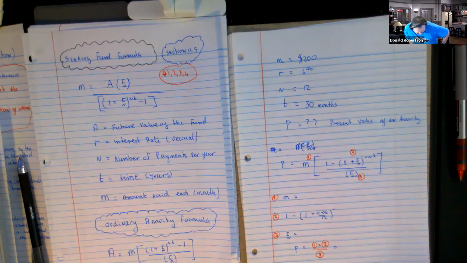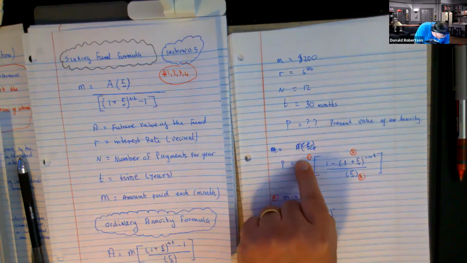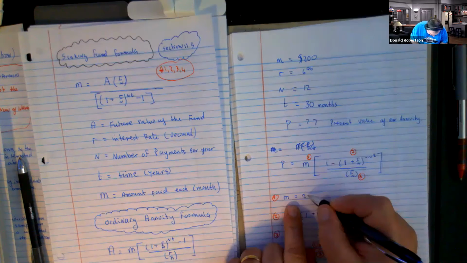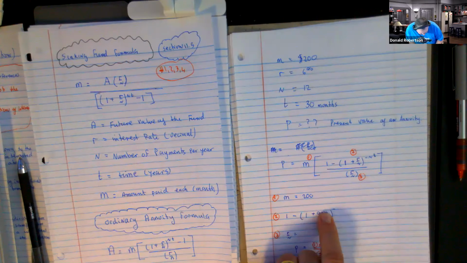Okay, here goes. Got our formula. I'm going to do 1, 2, 3. M is 200, so that was pretty straightforward. 1, take away 1 plus R over N to the power of negative NT.